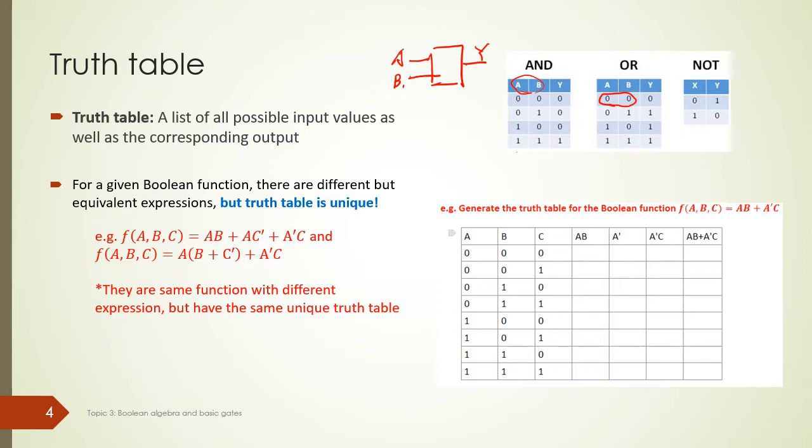And for not, you can only have 1 input for the not operation or not function. So you only have two possible input values, then two possible output values.